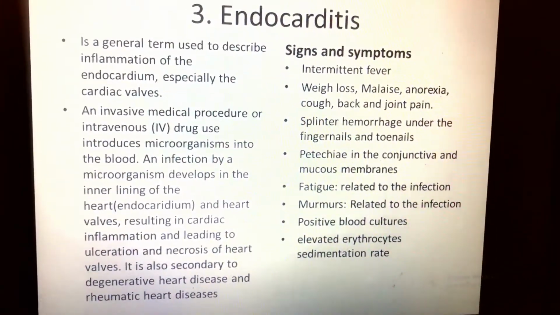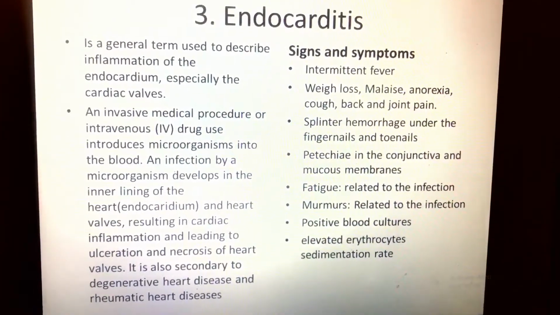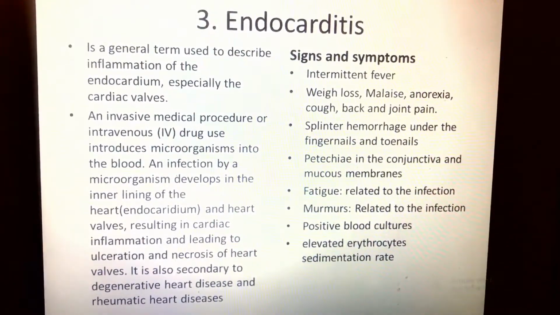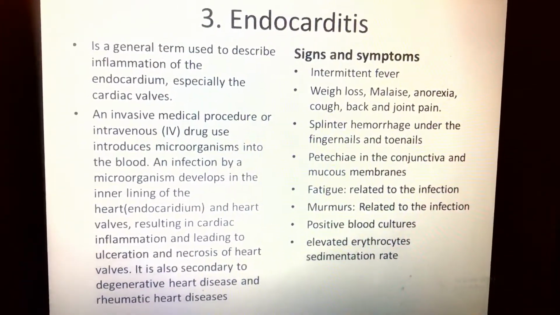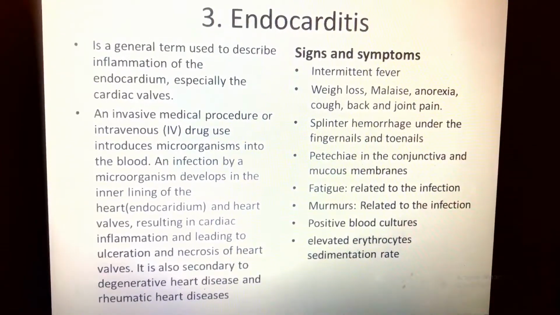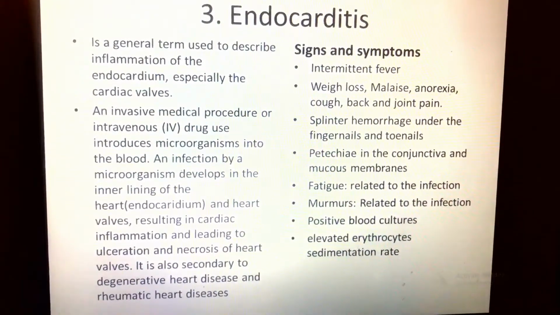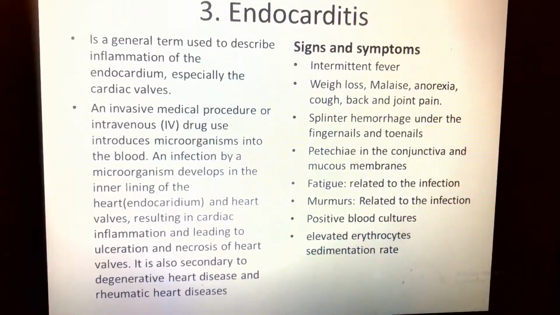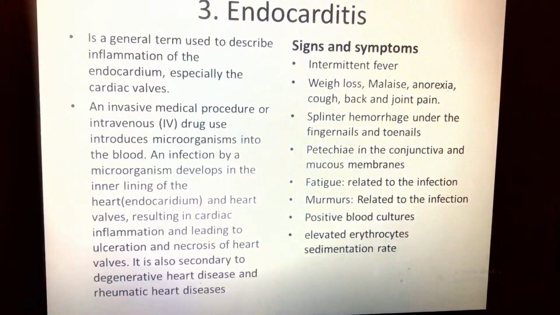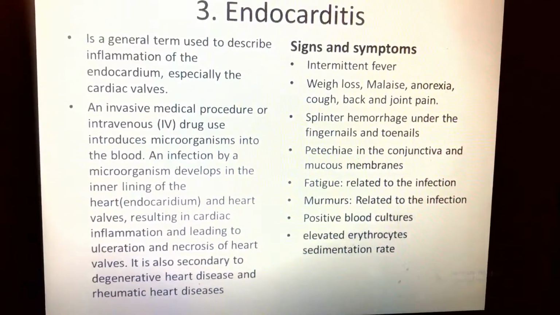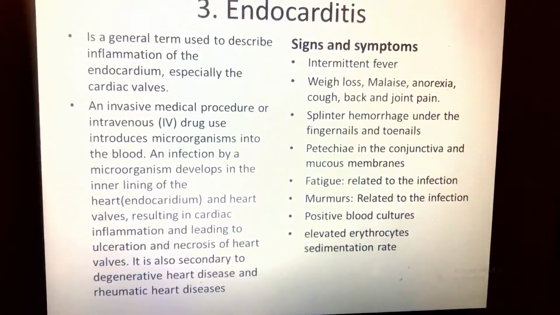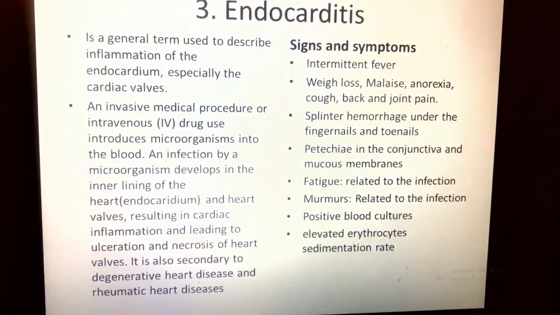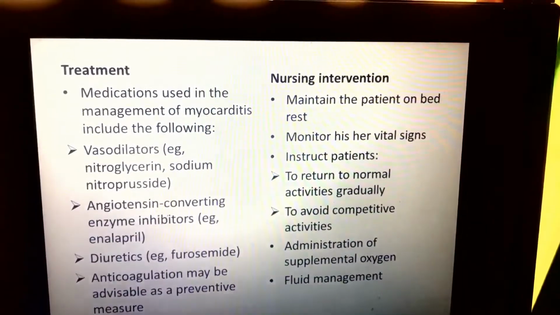Another heart inflammatory disease is endocarditis. It is a general term used to describe inflammation of the endocardium, especially the cardiac valves. Most of the time, because the valves are inner, they usually become infected. An invasive medical procedure or intravenous drug use can introduce microorganisms into the blood. An infection by a microorganism develops in the inner lining of the heart, the endocardium.